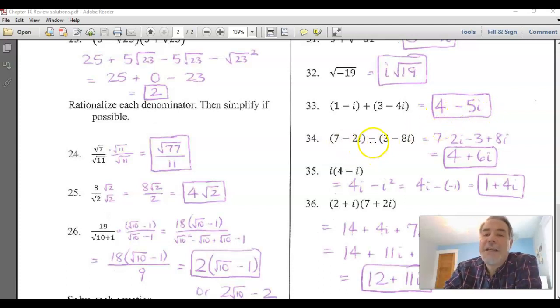To subtract, it's like subtracting polynomials and combining like terms. The 7 minus the 3 would be 4. The minus 2i minus the negative 8i, and remember when you have minus a negative, that's the same as plus a positive. So the minus 2i plus 8i gives you a positive 6i, and so the answer is 4 plus 6i.